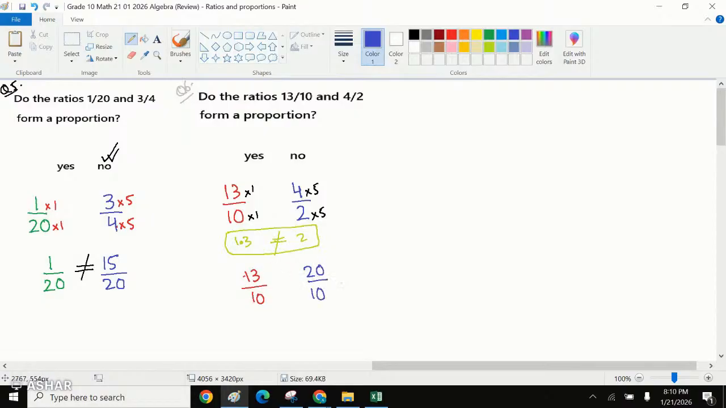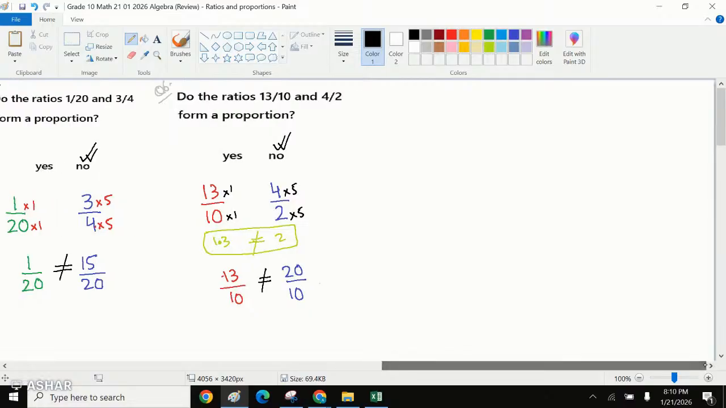The numerators are not equal, right? So we say, yes, they do not form a proportion. No, they are not forming a proportion. We could have done this question directly as well, just by changing into decimal and a whole number and comparing them. Or we just make the denominator same for either of these fractions and then we compare. We can use multiple ways to solve a single question, okay?